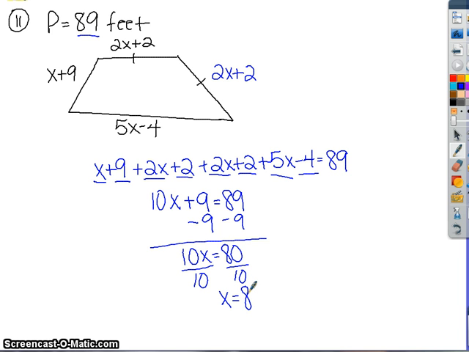All right, but we're not done, because if you notice, the directions say find the length of each side. So now to complete this problem, all you have to do is take this x equals 8 and plug it in to figure this out. So this one you would go 8 plus 9. This one you would go 2 times 8 plus 2. This one you would go 5 times 8 minus 4. Figure out all those sides. This one again is 2 times 8 plus 2. So you're actually going to have 4 answers for this one. So that's how you do those types of problems.